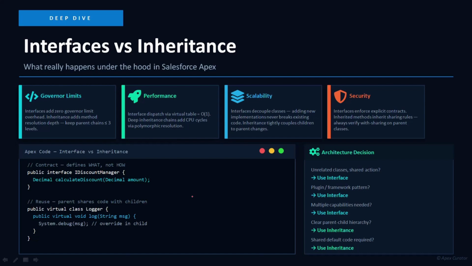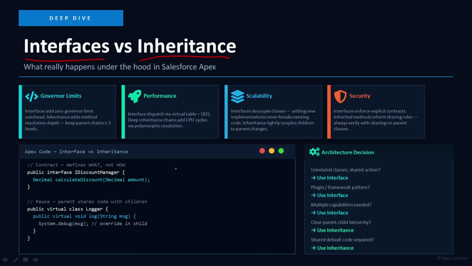Imagine you are sitting in a Salesforce developer interview, and the interviewer asks you this question. Can you explain the difference between interfaces and inheritance in Salesforce Apex? When would you use one over the other? This is a very common question for anyone with 1 to 4 years of Salesforce development experience. It sounds technical, but the answer is actually quite straightforward once you understand the core idea behind each concept.